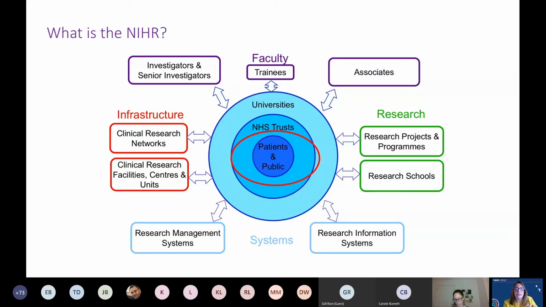So, for example, the BRC, the funding, the £1.7 million a year funding actually goes to the trust, and the trust then gets some services off the university. But it's a really important distinction, and the emphasis is placing patients absolutely at the heart of research.